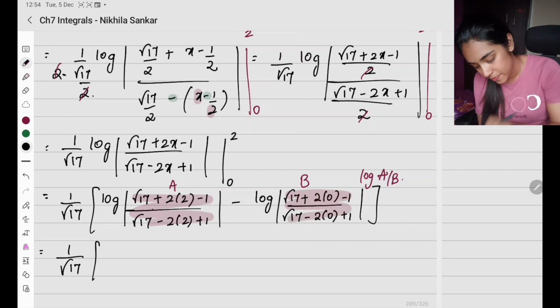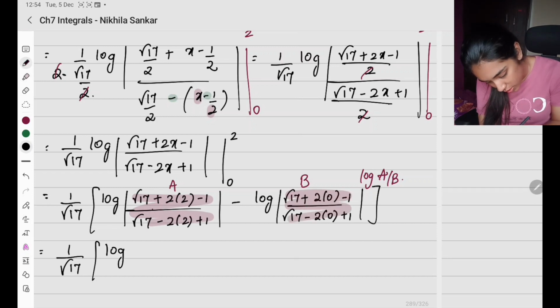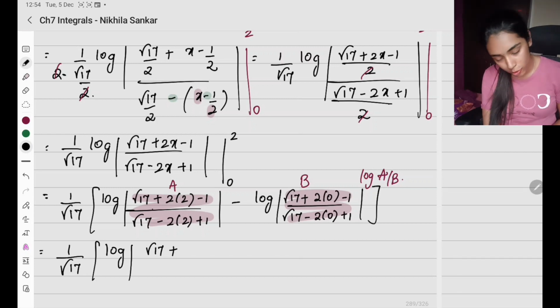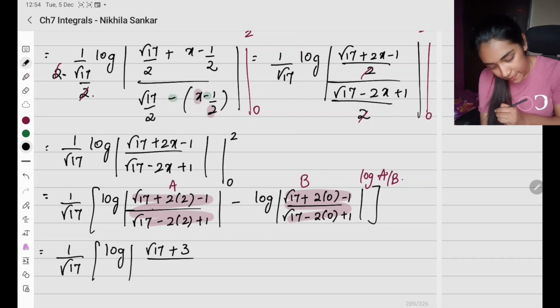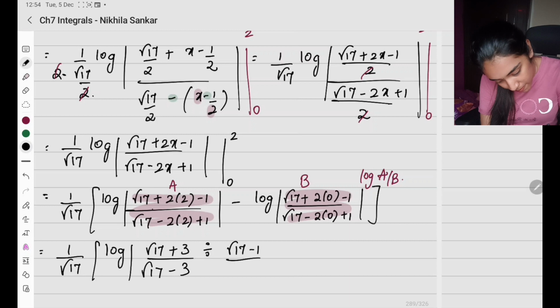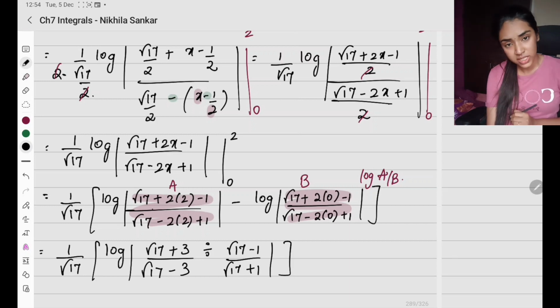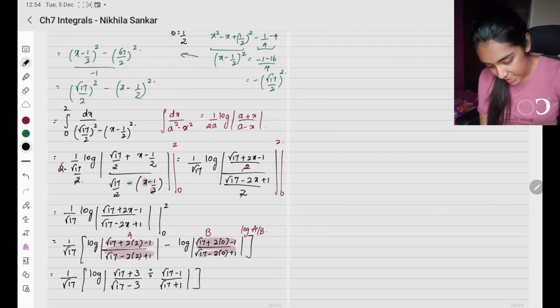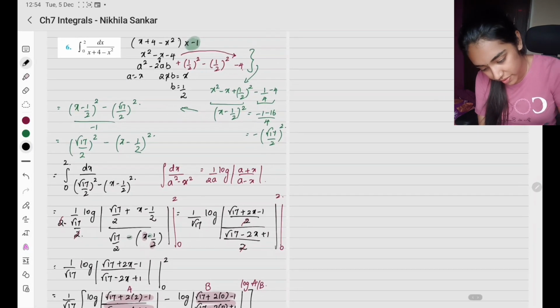So when I write that, I have log mod root 17 plus 2, 2 twos are 4, 4 minus 1, 3, divided by root 17 minus 4 plus 1, which is going to be minus 3, that is a divided by b. So this is going to be root 17 minus 1 divided by root 17 plus 1. Okay. So I'm going to take the reciprocal inside. I'll write it here. So I have 1 by root 17.